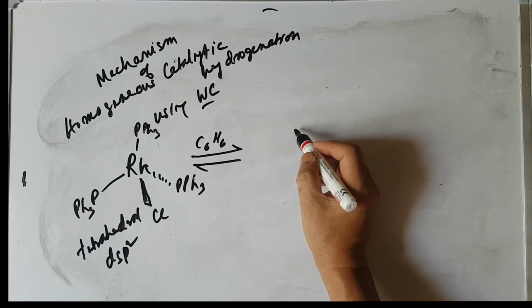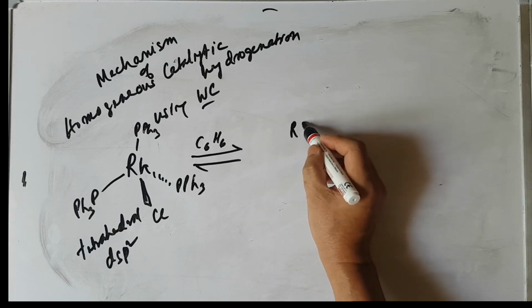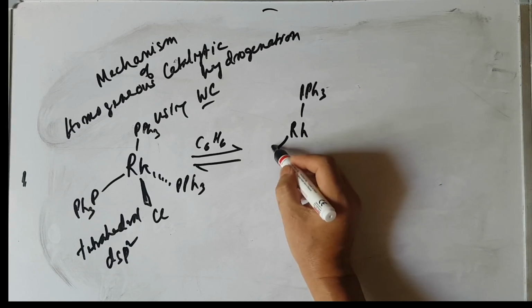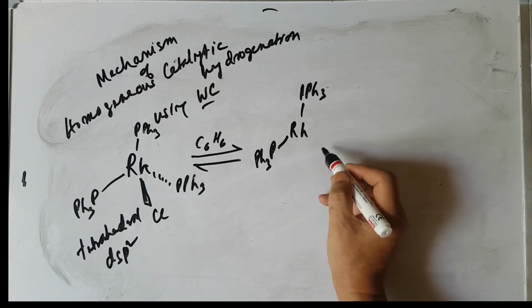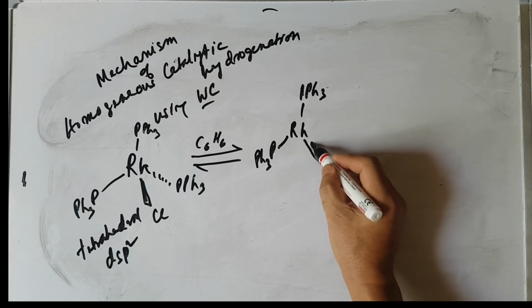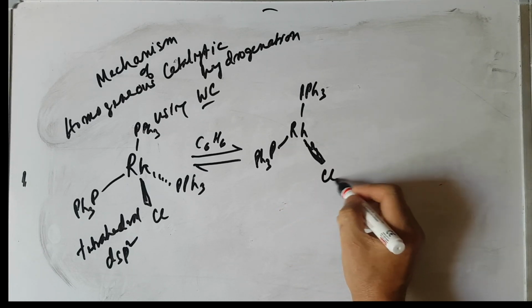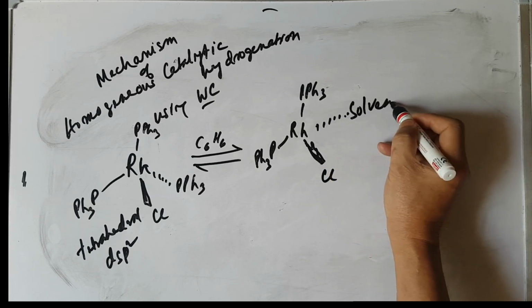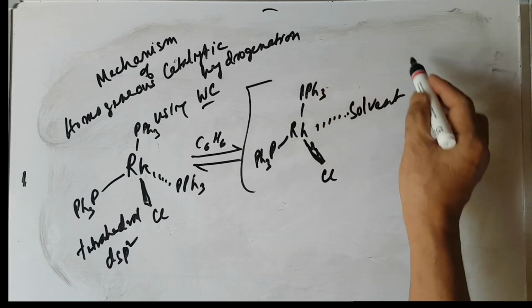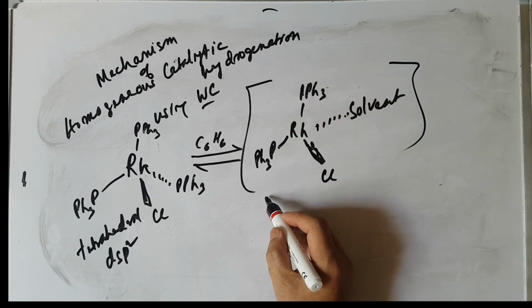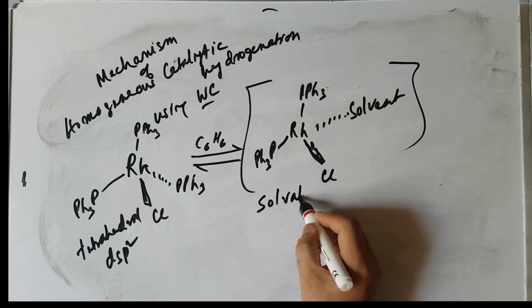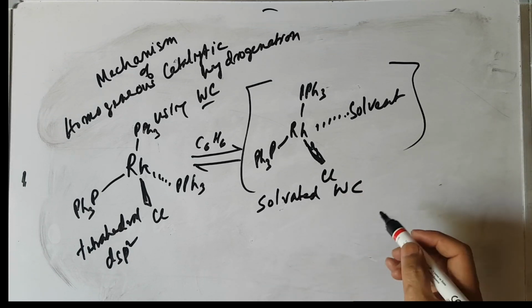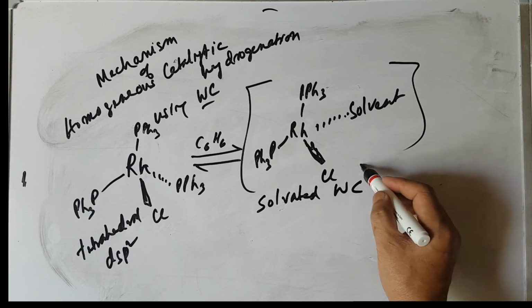this will give a solvated species. Another PPh3, so one is removed. This is the solvated intermediate, the solvated reduction catalyst.